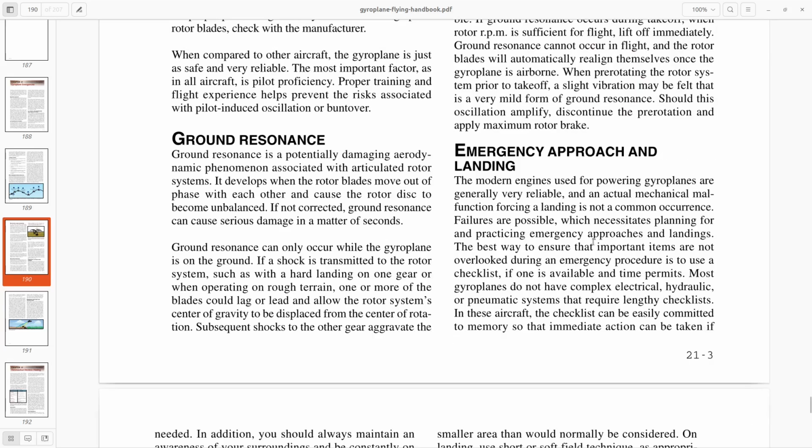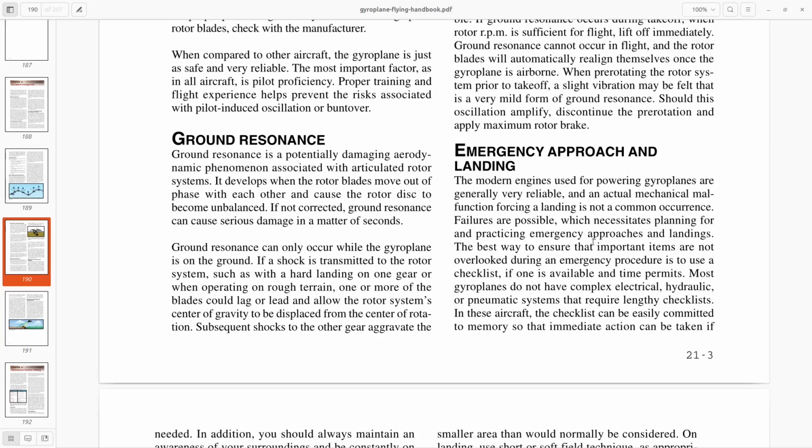Then they talk about emergency approaches to landing. They do make the point that most modern gyros have very reliable power plants. Certainly if you're flying something like an AutoGyro or an Argon or a Magni or ELA, those are all going to use a nice, reliable Rotax engine. Of course, there are a lot of those older style gyros that might use something like, let's say, a Subaru engine, which, I don't mind a Subaru in my car. I drive a Subaru. It's great.